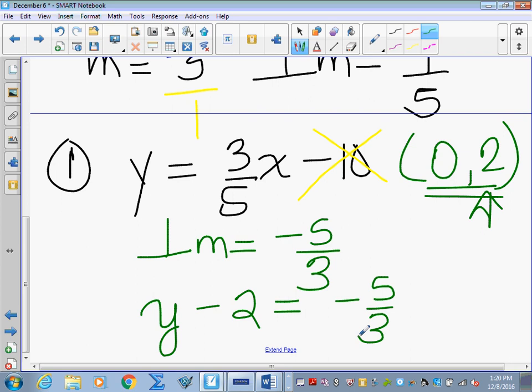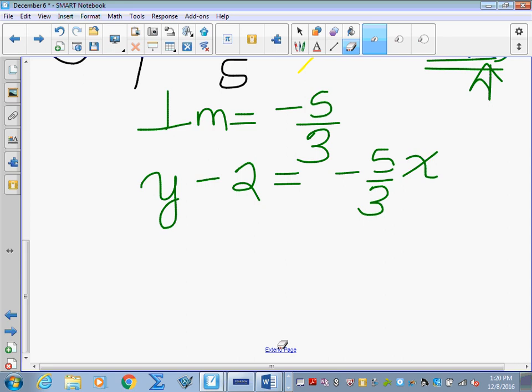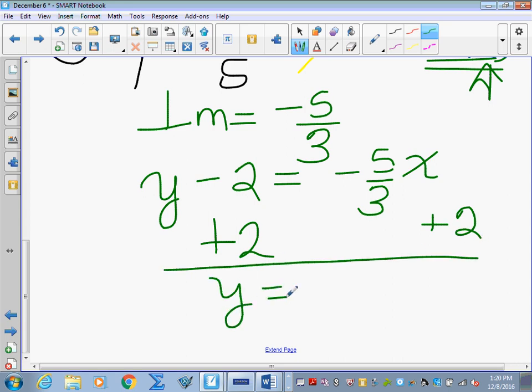-5/3, and then x minus 0. And really, guys, we don't do x minus 0. We just say x. You don't need to do this. We just say -5/3 x. So what do I do now? Solve it for y. Add 2 to the other side. That's it. y equals -5/3 x plus 2, and you're done. The only thing you're getting from the equation that they give you is the slope.